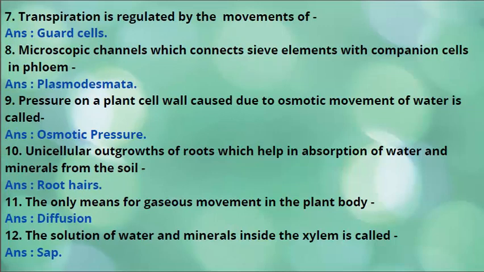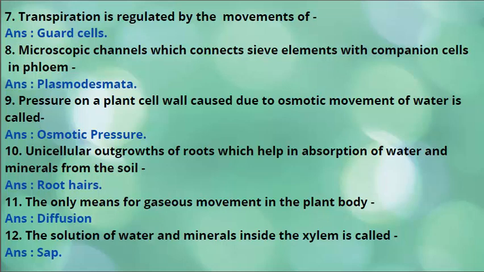Transpiration is regulated by the movement of what? It is regulated by the movement of guard cells. Guard cells are special type of cells which are found on the leaf surface, and they have a bean shaped structure, and during the daytime due to the absorption of water they enlarge in size and they open up, and they actually form these minute openings which are known as stomata.